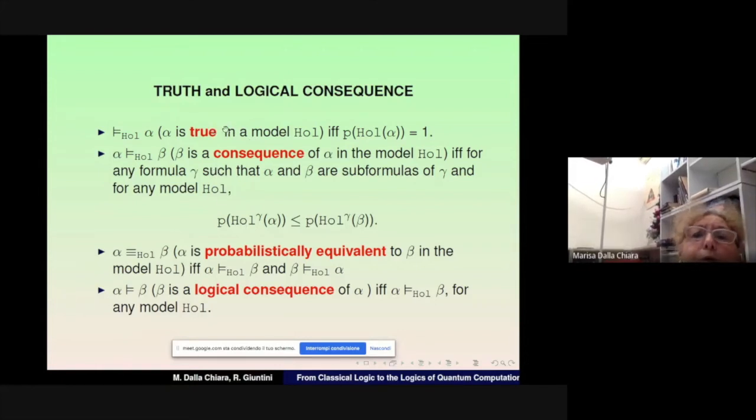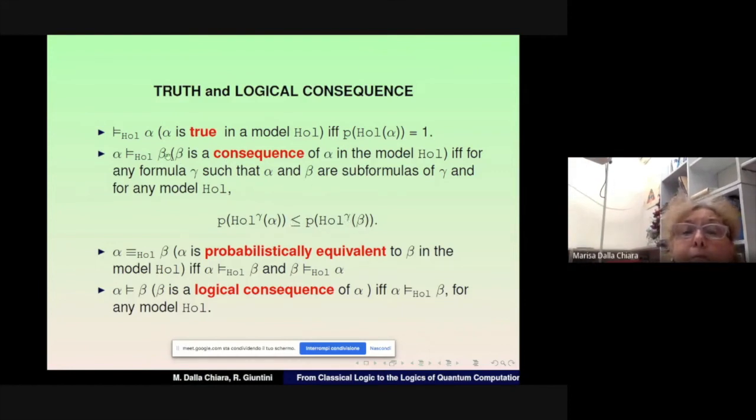The concept of truth is clearly probabilistic. Truth means having probability 1. So we are perfectly in the framework of a probabilistic semantics where probabilities are quantum probabilities, not classical probabilities. And the notion of consequence is a probabilistic and contextual concept because we shall refer not simply to the meaning of beta and of alpha, but instead to the contextual meanings of alpha and beta with respect to any possible context where alpha and beta may appear as subformulas.